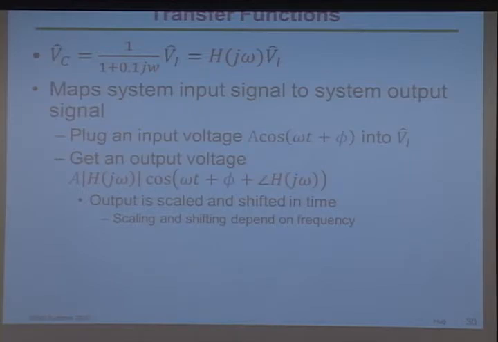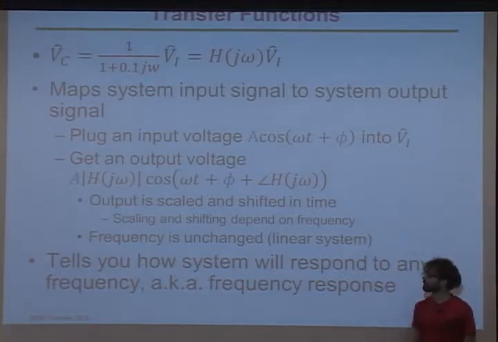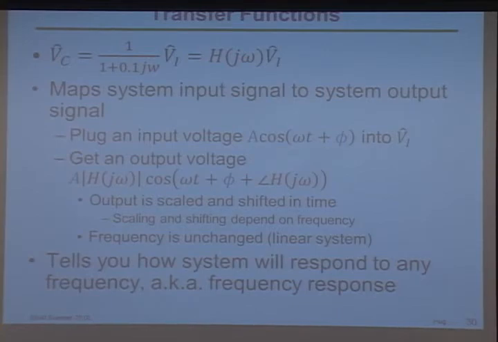So what we'll find is that the output is going to be scaled and shifted in time, and how much scaling and how much shifting are going to depend on what you put in. The frequency, on the other hand, will be unchanged. That's a property of linear systems, and so when you have nonlinear elements like diodes, that won't be the case, but for everything we're doing so far, linear is good. And basically what you get tells you how to respond to any frequency. So this is a thing you may have heard of in 20 or elsewhere called the frequency response.